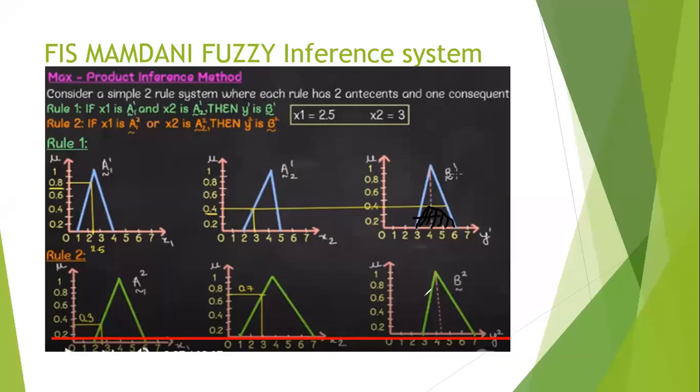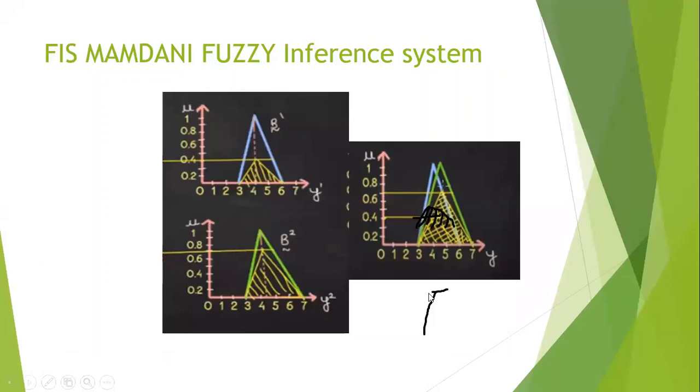Okay, similarly here you will scale down your triangle, so that this is your resultant output of B1 in the max product inference method.